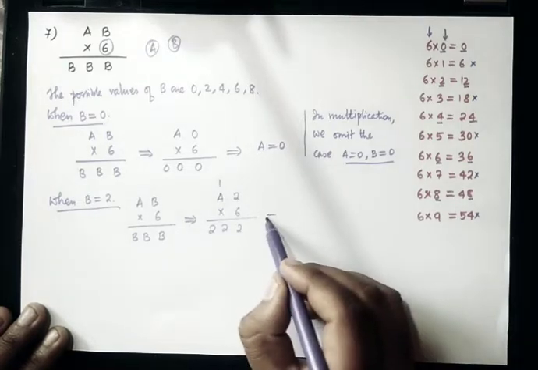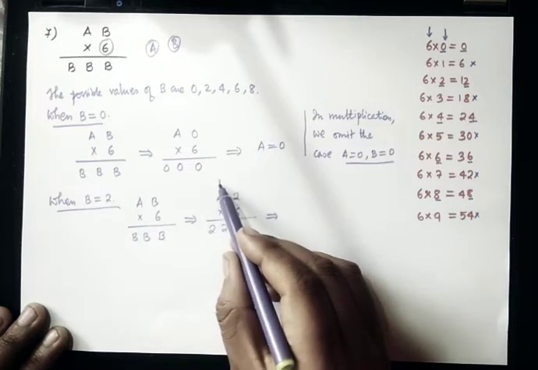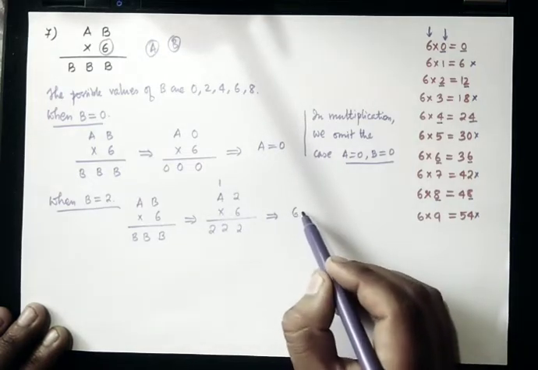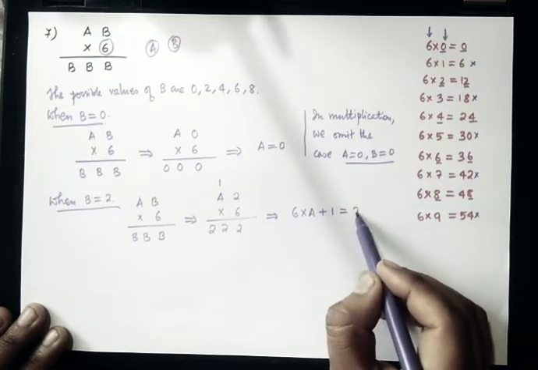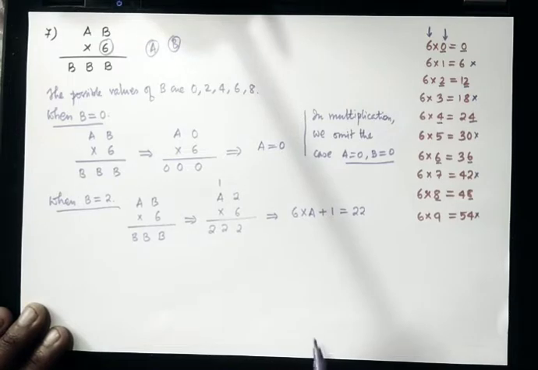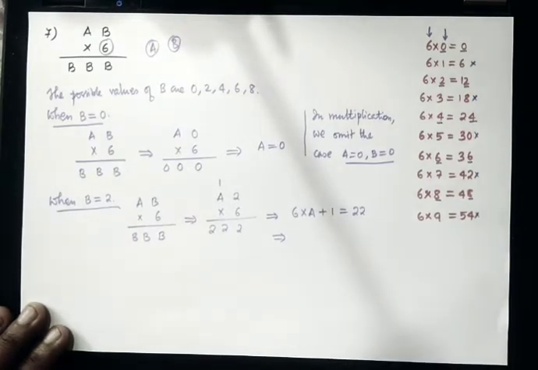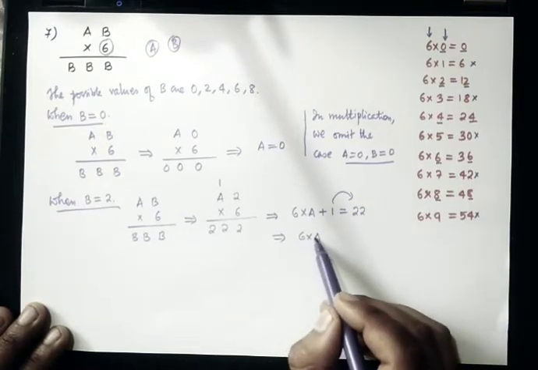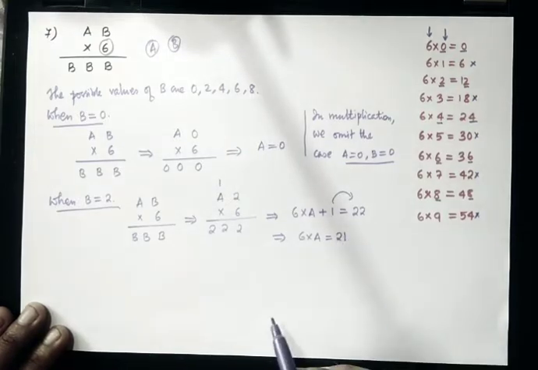So from here, what do I see? 6 into A will be 6A plus 1 must be equal to 22. Okay, so we have 6 into A plus 1 equals 22. Okay, so from here, this one goes over there, so 6 into A is equal to 22 minus 1, which is 21, right?